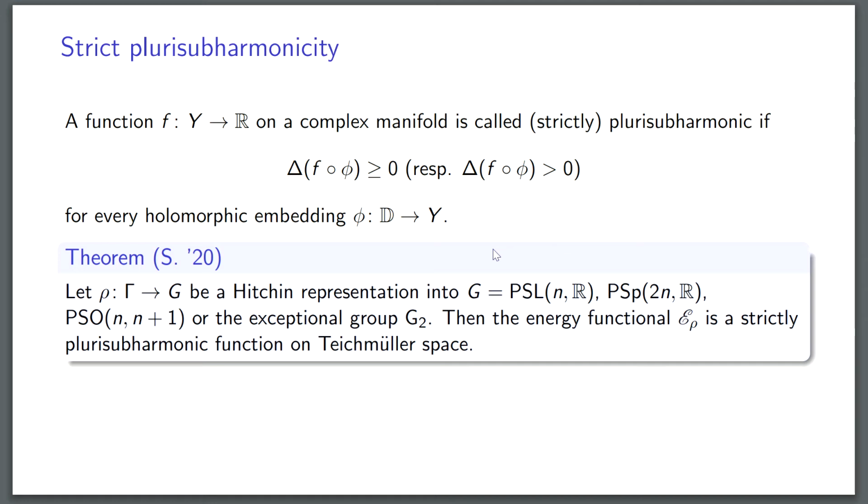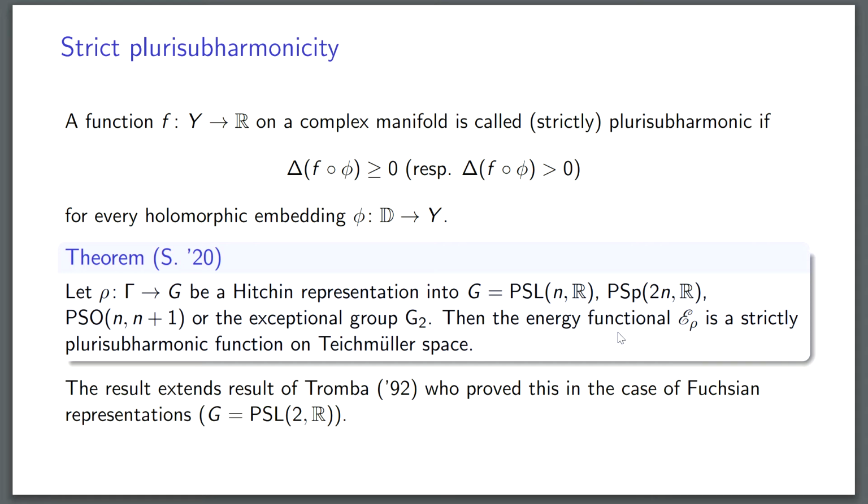We consider a Hitchin representation into one of the following groups: PSL(n,R), PSp(2n,R), PSO(n,n+1), or the exceptional group G2. Then we consider the energy functional as I introduced it in the first part of this talk. And the result states that this energy functional on Teichmüller space is a strictly plurisubharmonic function.